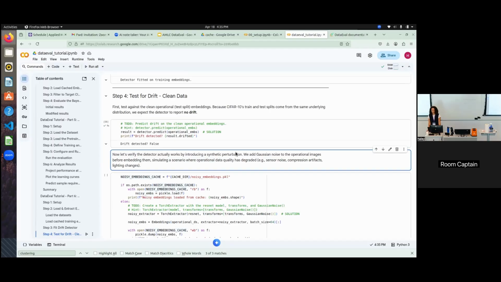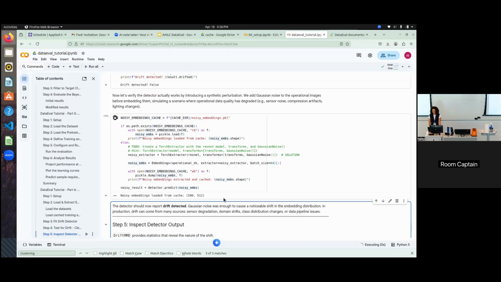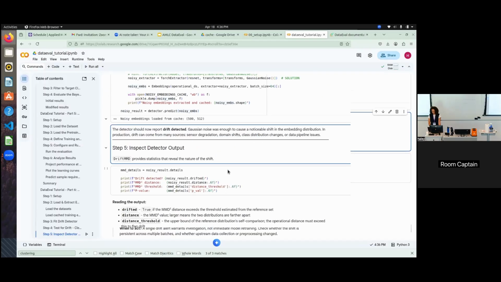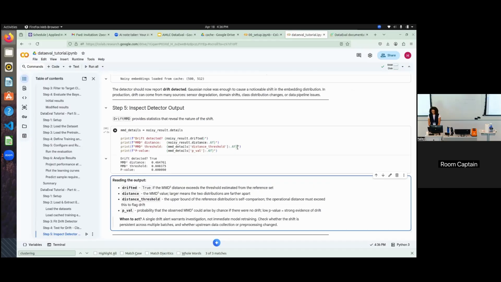But in order to show what it might look like in a case where it is drifted, we'll apply a perturbation to the operational images just to see what a flag would look like. So we're going to add some Gaussian noise to the images, adding more noise to the images. And then running that. So these are some of the actual outputs that you can get.